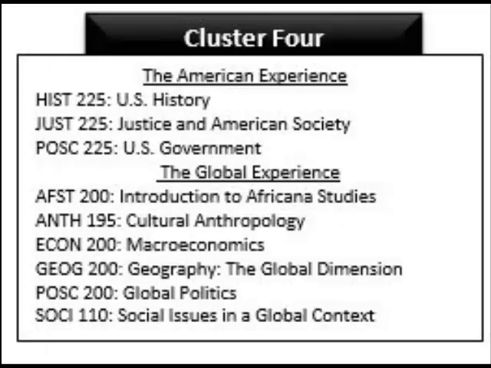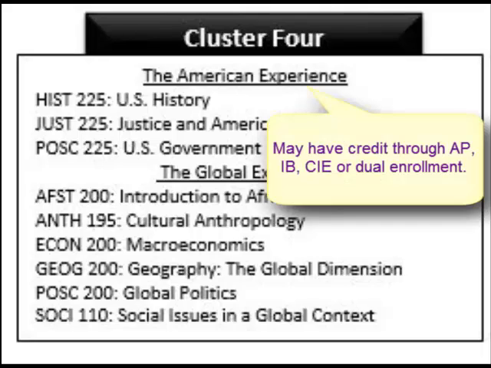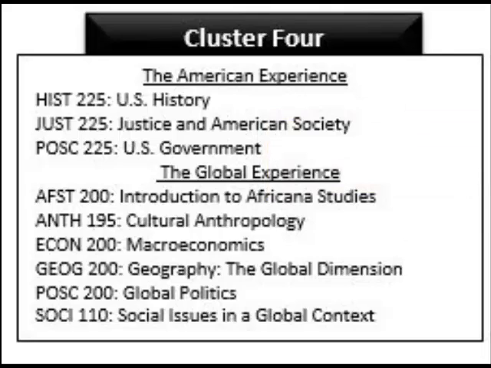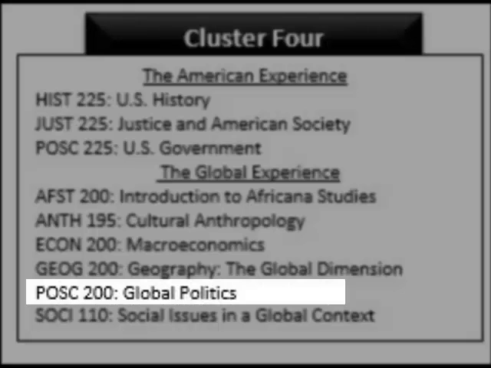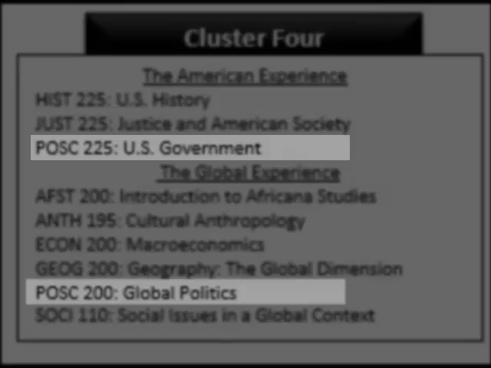Cluster 4, the social and cultural processes, requires students to think critically about their own society and its relations to the larger global community. There are 2 course requirements in Cluster 4. The first is the American Experience, which focuses on the structure of American life through history, government, or the justice system. This is an area where many students have already earned credit through AP, IB, CIE, or dual enrollment. Courses in the Global Experience focus on global issues of great importance to the human community. Note that students who took Political Science 200 and Political Science 225 may use only one towards Cluster 4 credit.